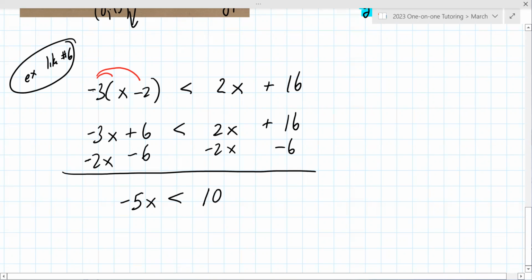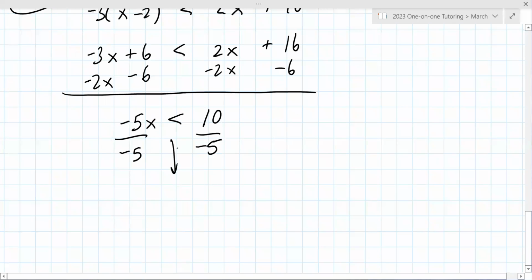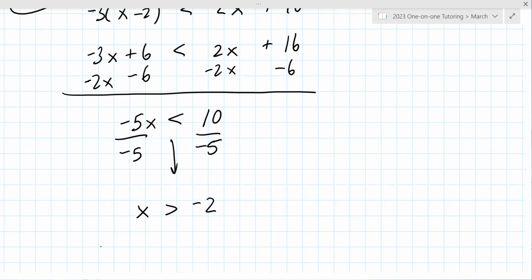All right, now what is the next step here because it's not solved? The next step is dividing by -5. What does that do to the inequality because it's negative? It swaps it, and then you get x is greater than -2. 10 divided by -5, sorry, -2. It's a really big deal. You got to get the signs right. Got to get all that right.